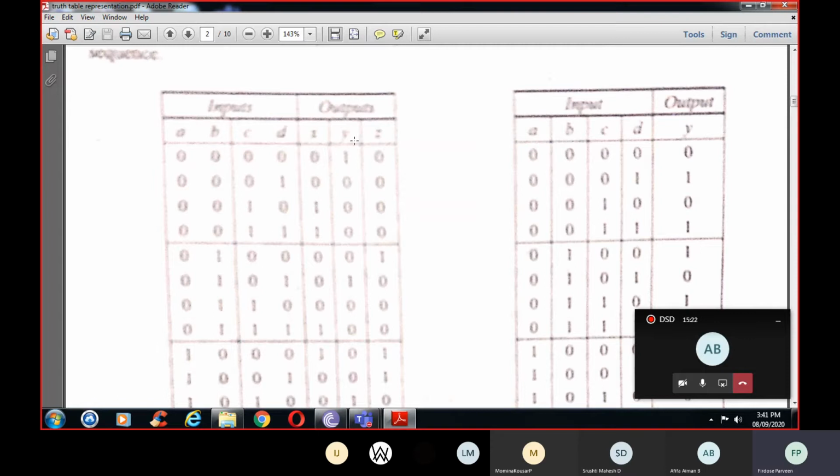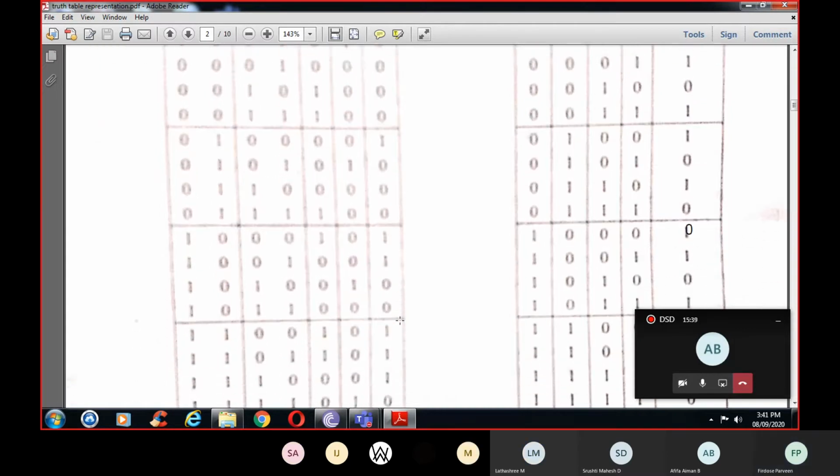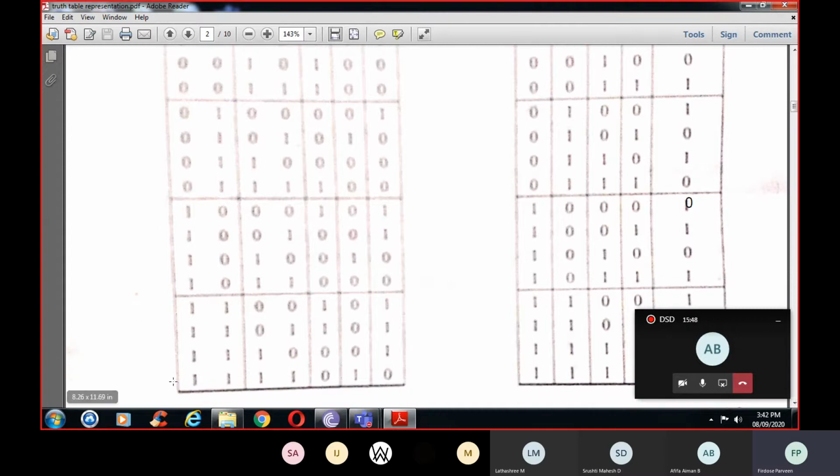Okay, the second output. So when it is the same, 0, 0, here it is also 0, 0, at that time it will be 1. Again next, here it is 0, 1, here it is 0, 1. So it is the same, so it will be 1. Next, here it is 1, 0, here it is 1, 0. So the second output is 1. Okay. So next, here it is 1, 1, here it is 1, 1. The output is 1. Okay.